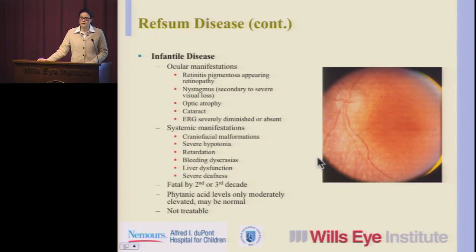Again, these children, you really with children have to try and put the whole picture together when you examine them. And what you'll see with these children is that they often have other craniofacial malformations, very severe hypotonia, mental retardation. They can have bleeding diseases, as well as liver dysfunction and even severe deafness. And unfortunately, the infantile form is typically fatal by the second or third decade. In the infantile form as compared to the adult, what you'll find is the phytanic acid levels are only mildly elevated and can be even normal, and treatment with supplementation does not help.